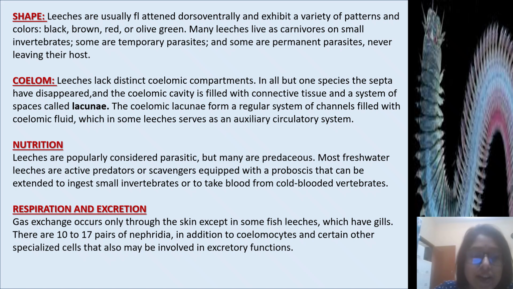Next, respiration and excretion. Gas exchange occurs only through the skin, except in some fish leeches which have gills. There are 10 to 17 pairs of nephridia, in addition to coelomocytes and certain other specialized cells that also may be involved in excretory function.